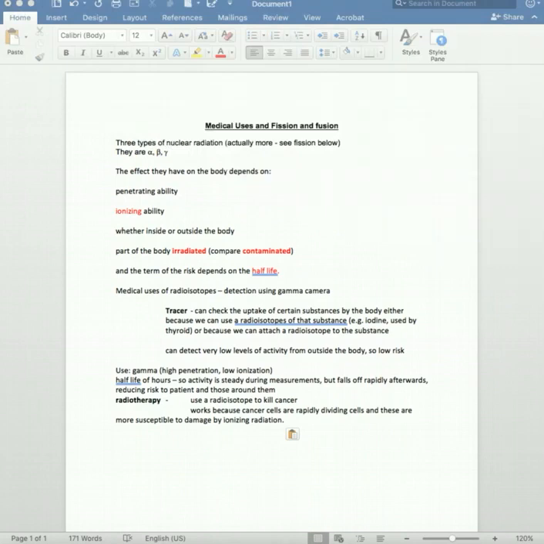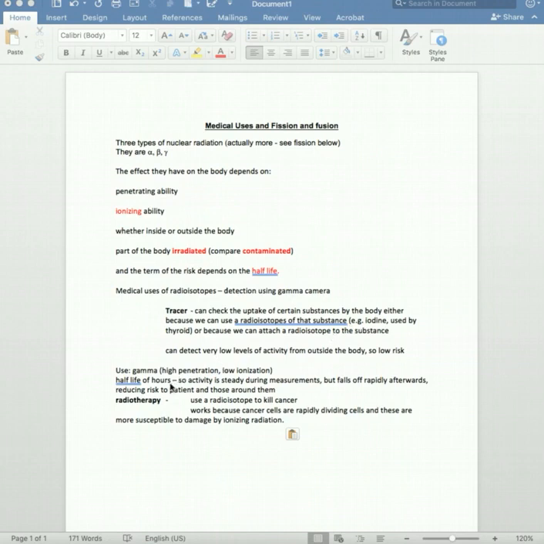Now, the summary of that is you use radioisotopes in medicine as tracers or for radiotherapy. You will use a gamma source almost exclusively. There's one example I can think of where alpha is used, but it is gamma pretty much exclusively. If you're using a tracer, the half-life that you would want would be about 1 hour so that the activity remains constant during the procedure, but then falls off rapidly afterwards.